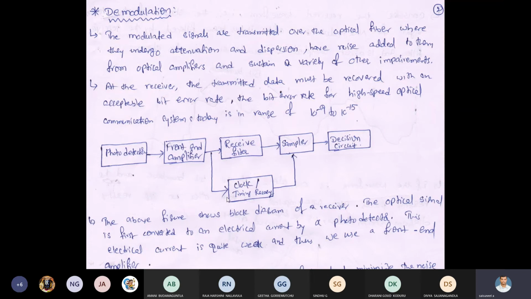Next, we check the same signal in clock and timing recovery. Why do we have to check clock and timing recovery? At the transmission side, we fix one bit period, which is equal to 1 millisecond. Suppose one bit period is 1 millisecond. What is meant by a bit period of 1 millisecond? Suppose we have a representation of 1. The total representation is only within 1 millisecond. A 0 is also 1 millisecond. For each bit, we generate a signal of 1 millisecond only, the bit period.